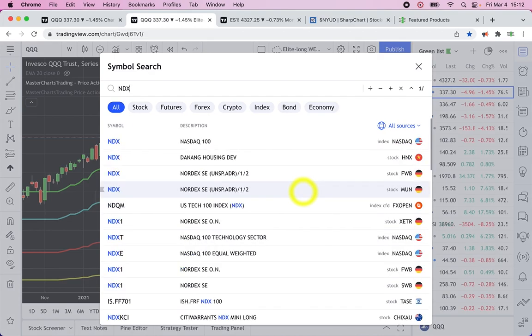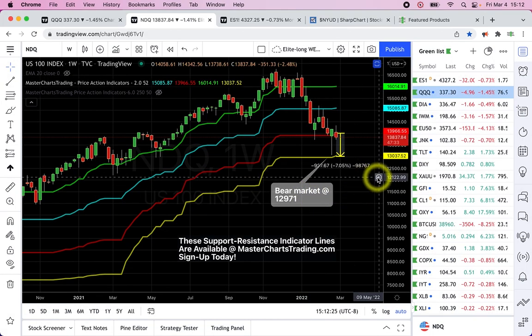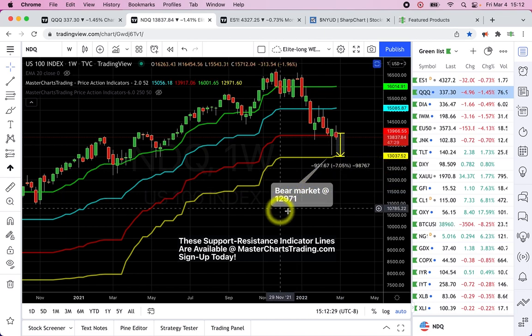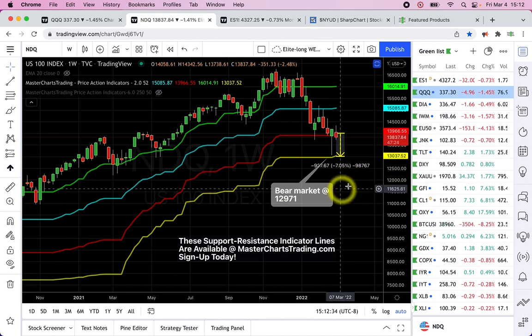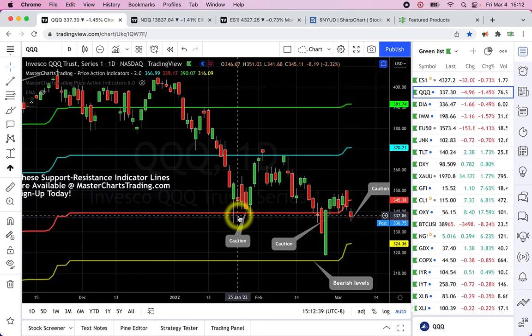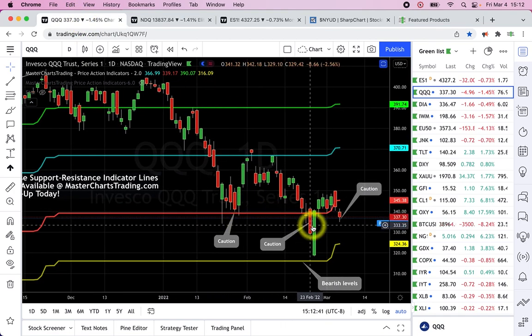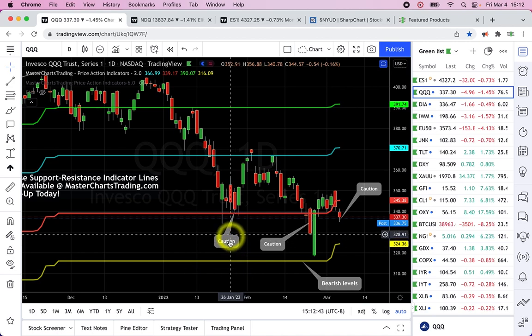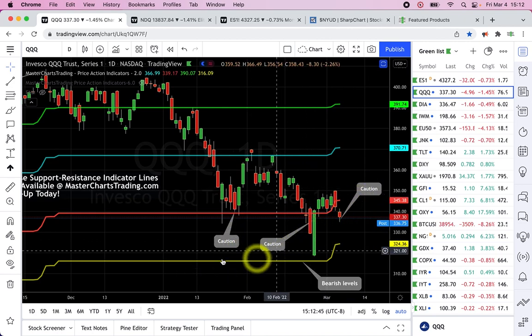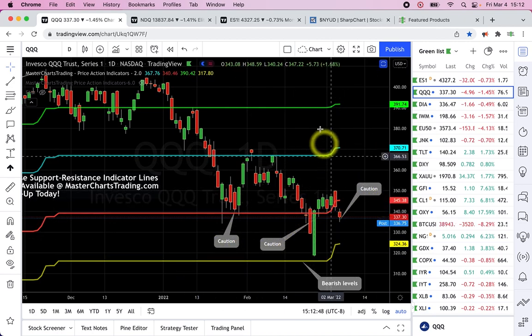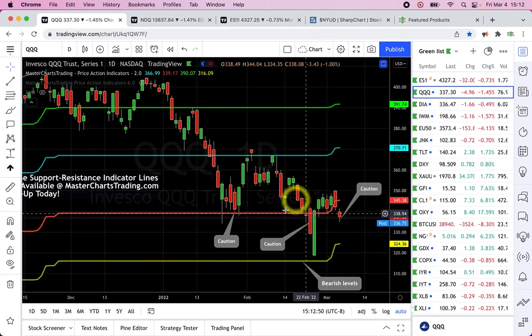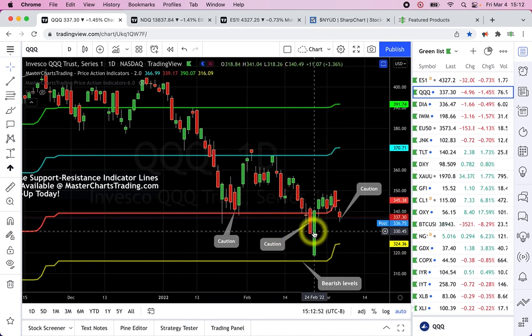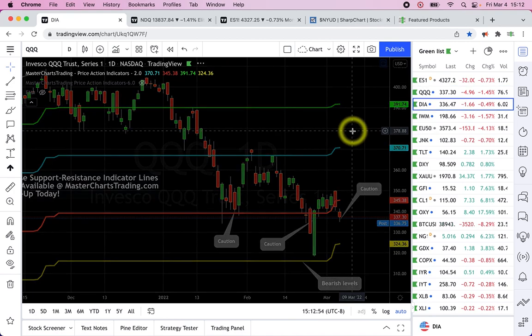And I can look at the actual index NDX. It's 13037 currently. That's the bear market. Actually, it used to be 1297. It moved up a little bit. So not great action. We will be monitoring this, but see how I said this to my subscribers: caution, caution, caution, 3 times already. So be very cautious, especially with high beta technology stocks.